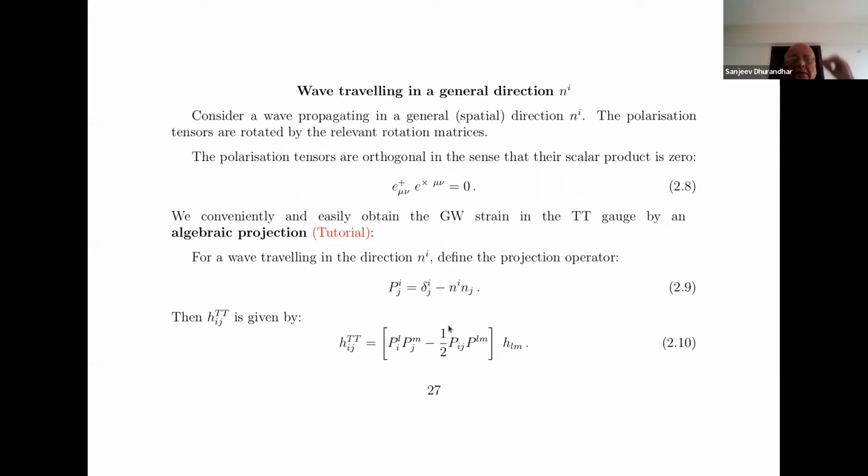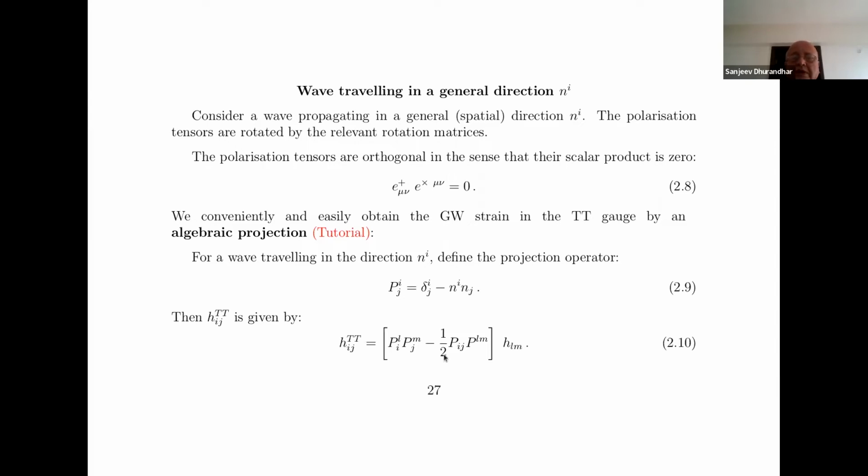Okay, so this is the next kind of thing which you get here, and you can directly get the h in the TT gauge. So this is usually very useful because you might calculate h_lm in a convenient frame, using whatever formula you may have to calculate the metric perturbation or the wave h_lm coming from the source, but it may not be in the TT gauge. So then how do you bring it to the TT gauge? You just use this projection operator and immediately that goes to the TT gauge.